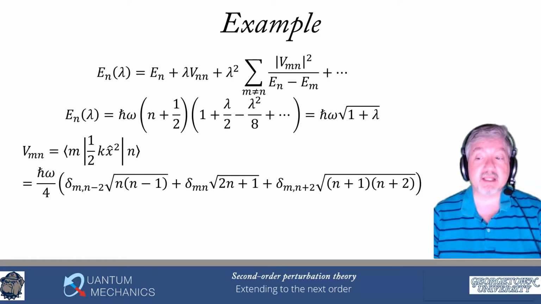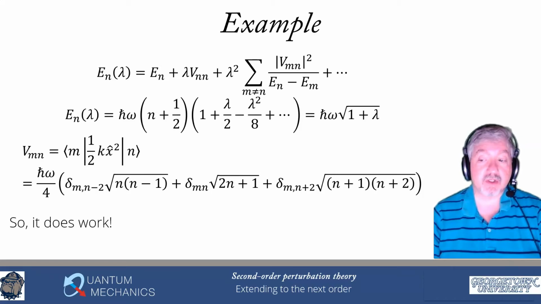And if you instead look at the Taylor series expansion of what the exact result is, which is h bar omega times, I'm sorry, there's a typo. There should be h bar omega times n plus a half times the square root of 1 plus lambda. You can see that the square root of 1 plus lambda is exactly equal to 1 plus lambda over 2 minus lambda squared over 8 and so forth. And so you see it works.